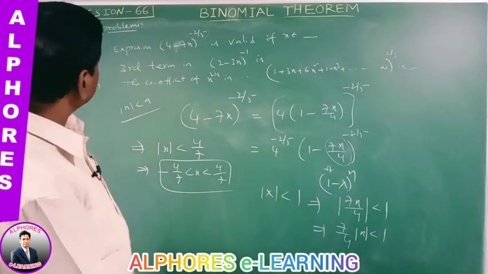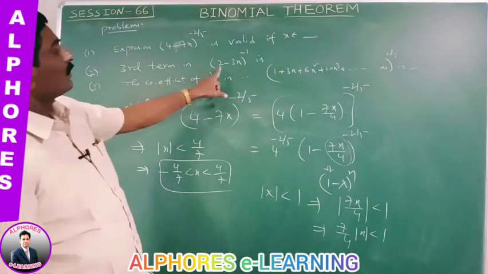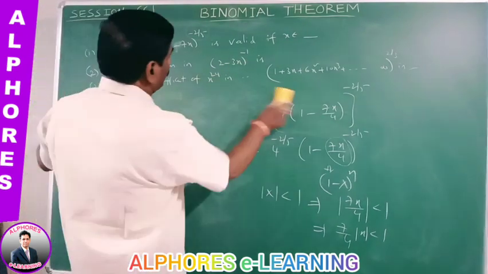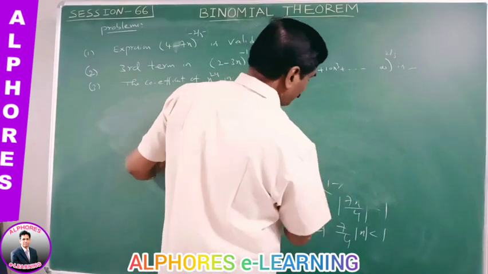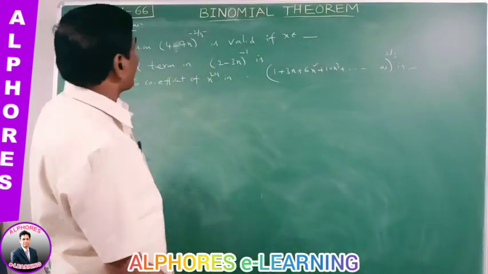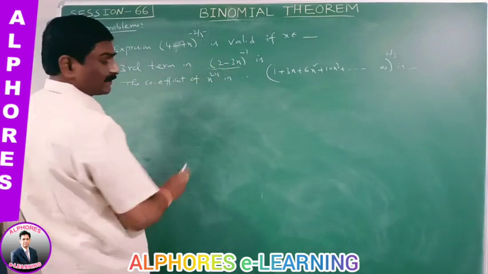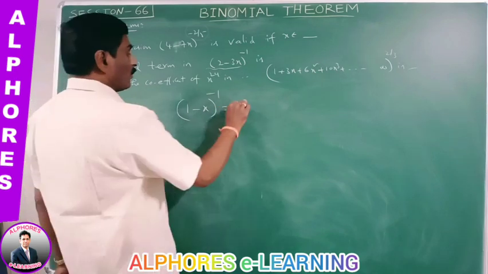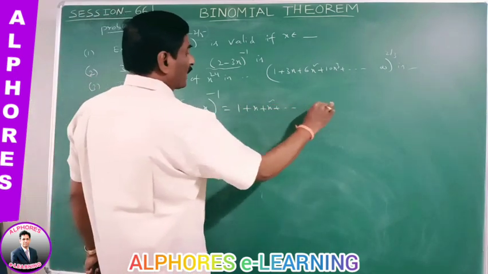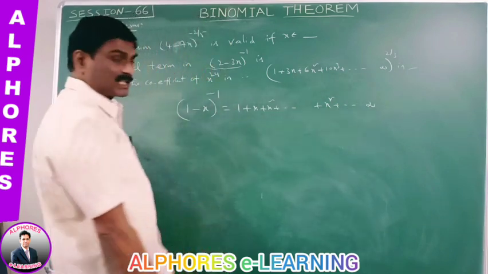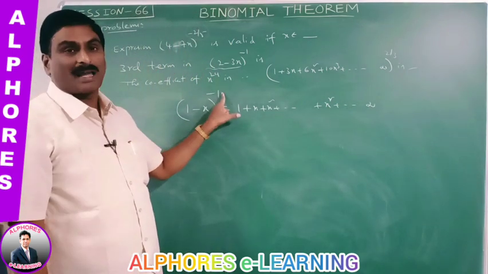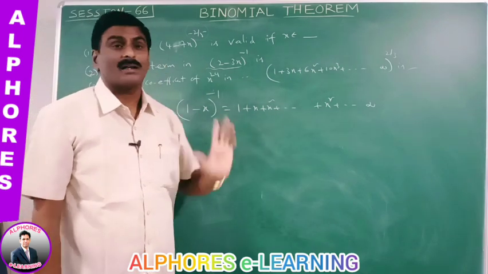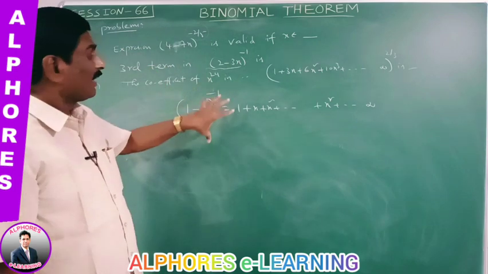Next, second one. Third term in 2 minus 3x whole power minus 1 is dash. Very, very important. Third term in the expansion of 2 minus 3x whole power minus 1. Already we know that 1 minus x whole power minus 1 is equal to, what is the formula? 1 plus x plus x square plus so on, x power r, plus so on infinite. Please observe this value. The index is negative integral index, minus 1. Both are negative, so all the terms are positive. It is the expansion.